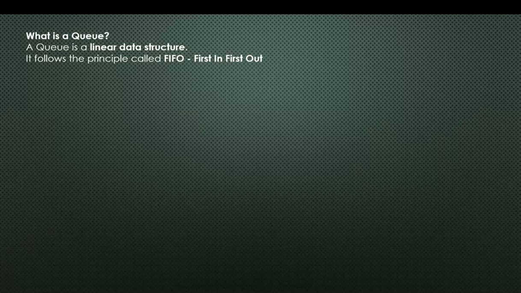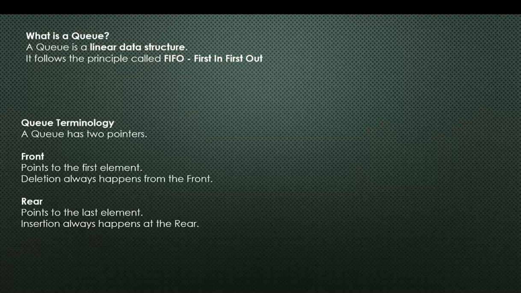Let's move on. A queue is a linear data structure which follows the principle called FIFO, which stands for first in, first out. This means that the element that enters the queue first is the first element that's going to leave the queue. Unlike a stack where insertion and deletion happen at the same end, a queue performs insertion at one end and deletion at the other end.